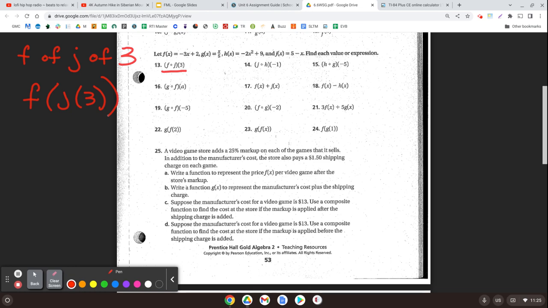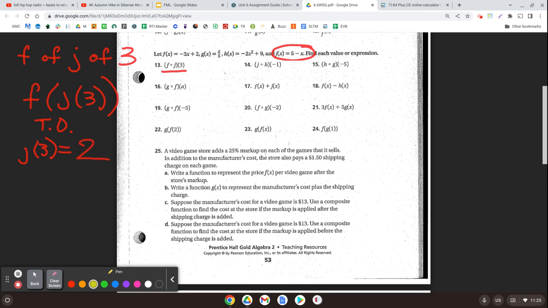Well, so let's take a timeout. Timeout. What's j of 3? Well, just follow the directions. J of 3, put a 3 in for j. So it's 5 minus 3. So j of 3 is 2.